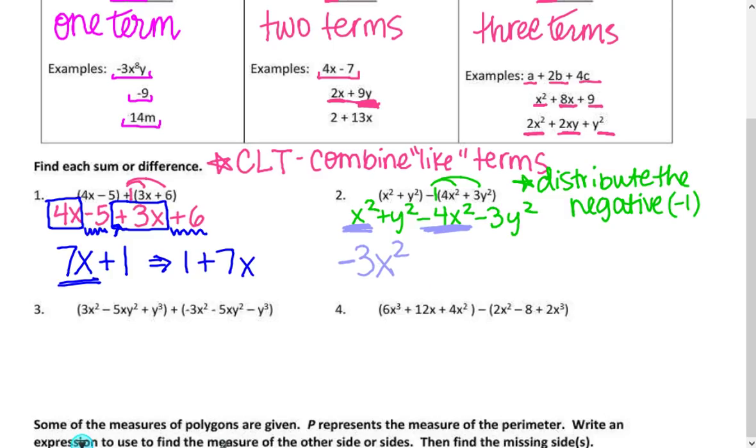And again, alphabetical order. We'll talk about our y's next. I have some y squareds. All right, how many total y squareds do I have? Well, I have 1 y squared here. I have negative 3 y squareds here. So 1 minus 3, I have a total of negative 2 y squareds. Okay? And that's how it's done, y'all.